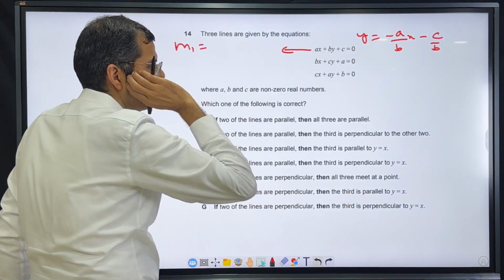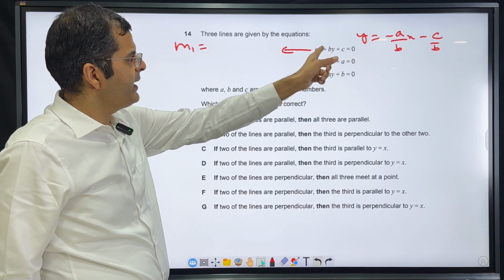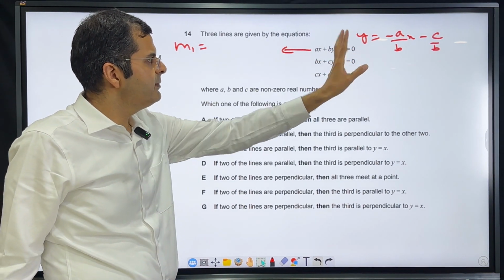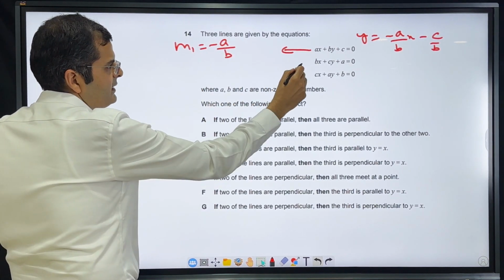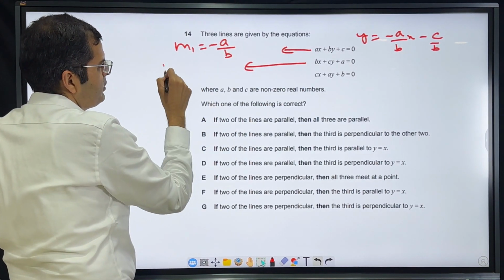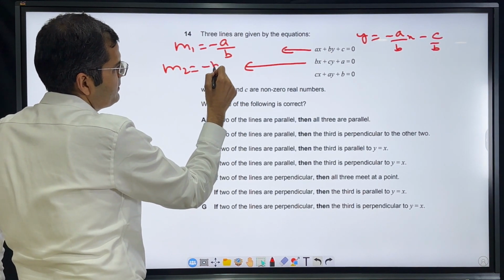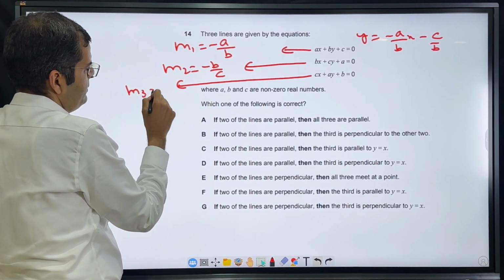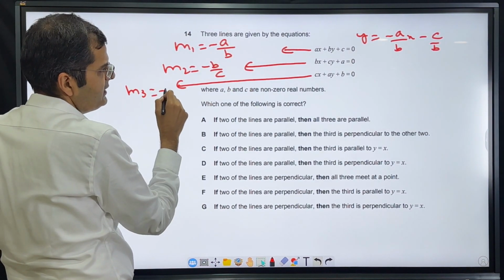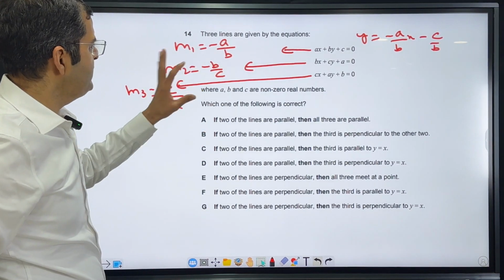This C goes over there, so it is minus Ax minus C, and you divide by B. So m1 becomes minus A upon B. By the same logic, m2, the slope of the second line, will become minus B upon C. And the slope of the third line, m3, becomes minus C upon A. So I have these 3 lines.